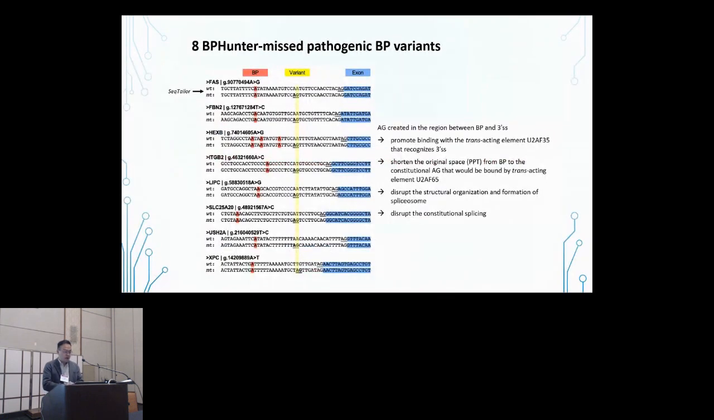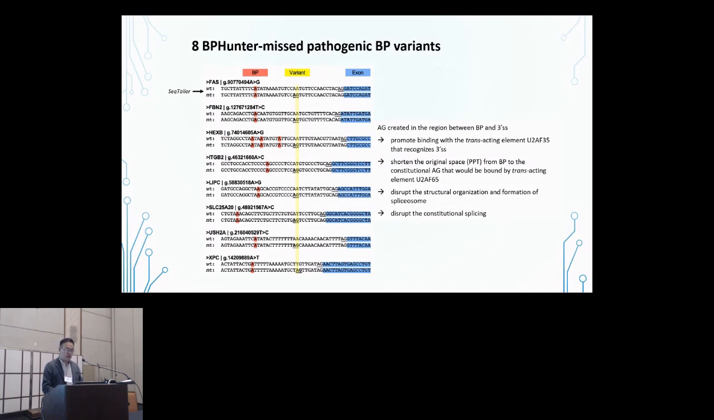Also, among these 40 pathogenic BP mutations, we have 8 of them missed. Using our in-house software, SigTailor, we align these variants using the wild type and mutant sequence, up and down. We will see that clearly they are not disrupting the BP, but they are actually creating an AG in the region between the BP and the 3' splice site.